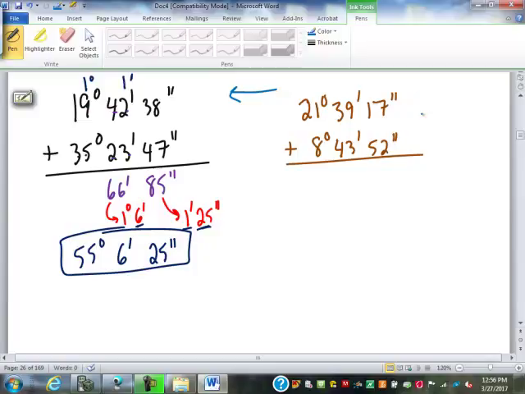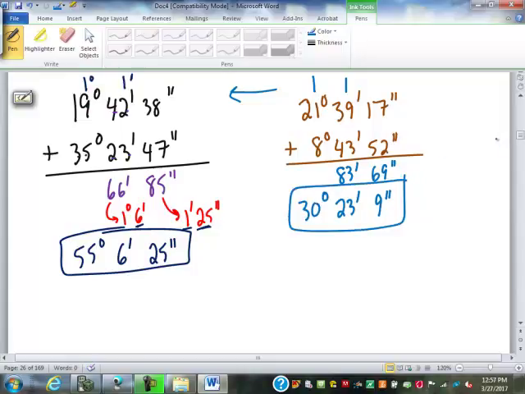So 17 plus 52 is 69, which is 1 minute and 9 seconds. So I keep the 9 seconds, I carry the 1 minute. 1 and 39 is 40, plus 43 is 83. That's 1 degree, 23 minutes left over. 1 and 21 is 22, plus 8 is 30, so that's 30 degrees, 23 minutes and 9 seconds. Does that work?